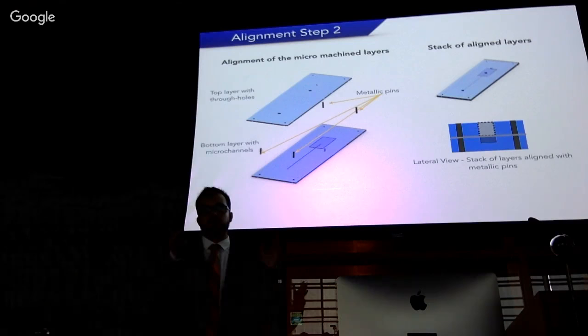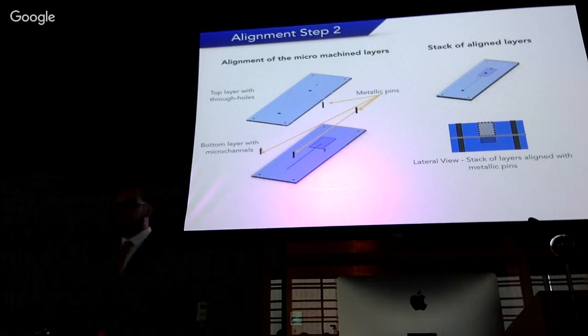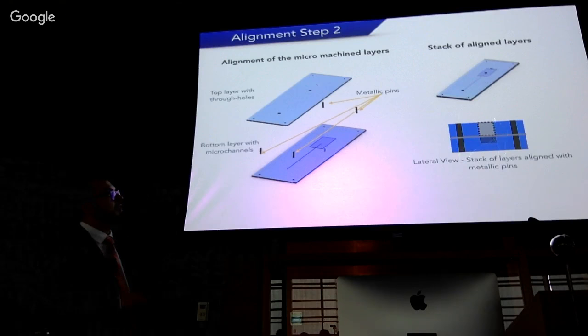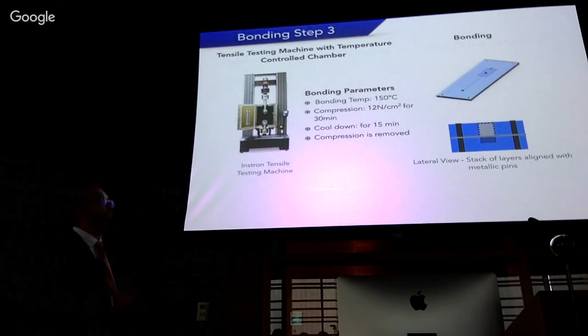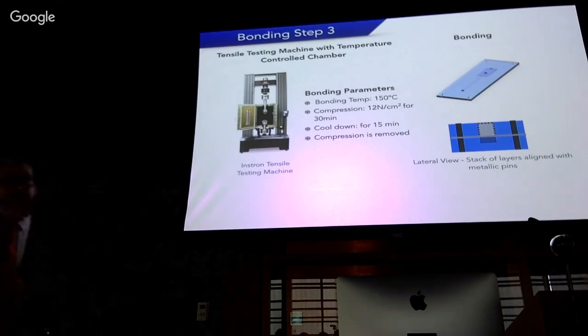Well, once we have the milled channels, then we need to stack them. So we use alignment pins to put these 2 layers together like this. So here you have the alignment pins, and then you have an interface. Then we use a tensile testing machine to exert some compression stress and to also heat the sample to reach the temperature of fusion. This tensile tester is provided with some grips and with a chamber in which you can control the temperature.